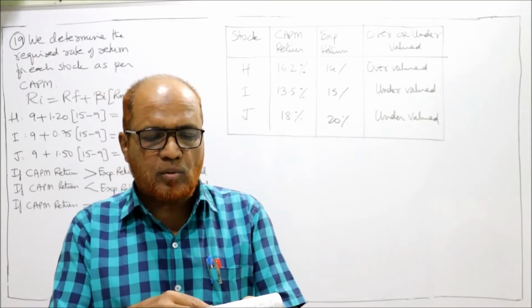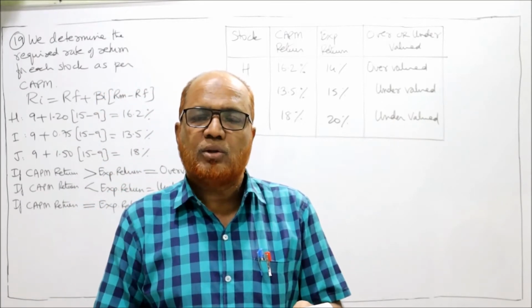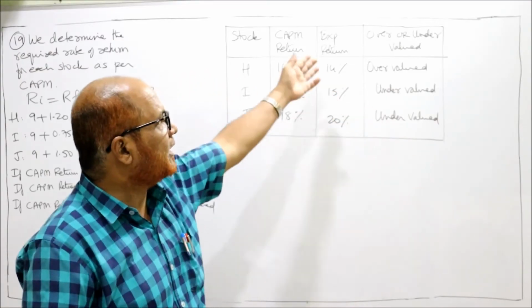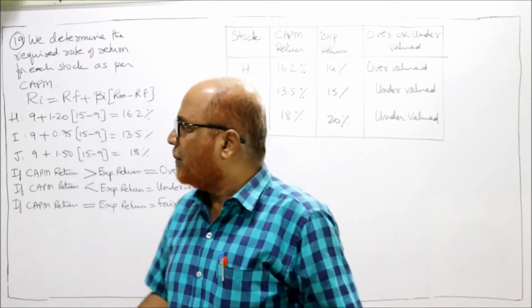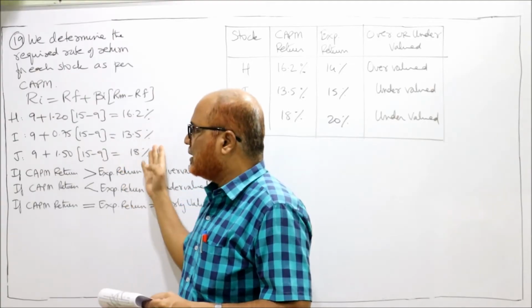CAPM return एक एक सिक्योरिटी का मालूम करना है. Which of the securities are overpriced? तो कौन से सिक्योरिटीज इसमें overpriced है और underpriced है, यही टेबल बना के मालूम करेंगे. Here securities are ABCD. तो पहले CAPM return मालूम करेंगे. ABCD will get the CAPM return.